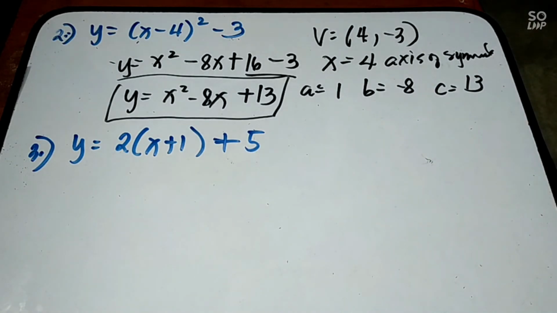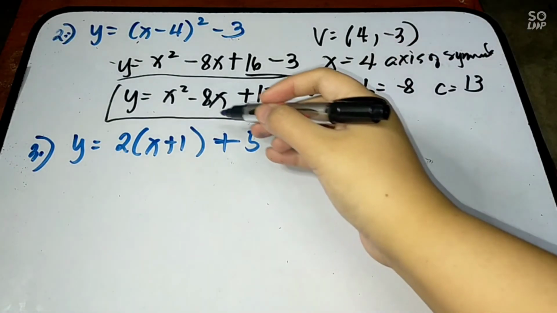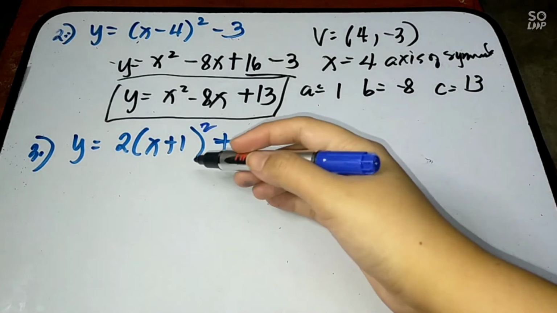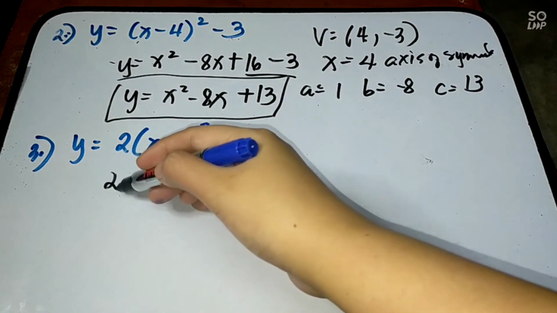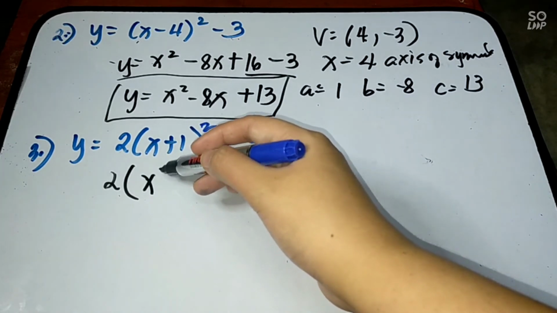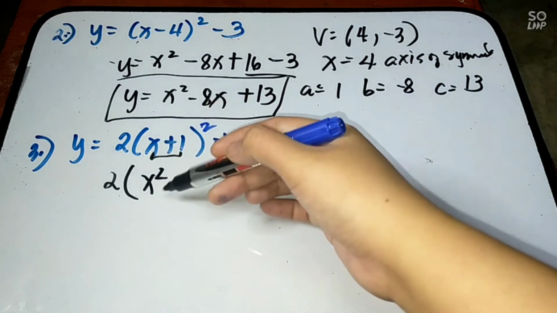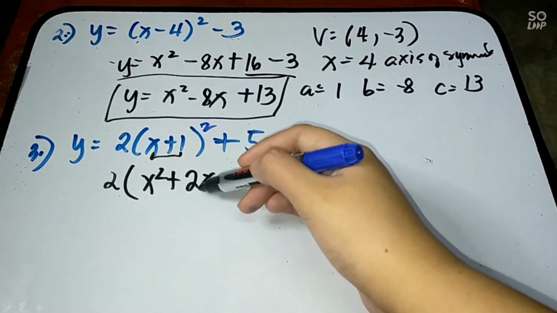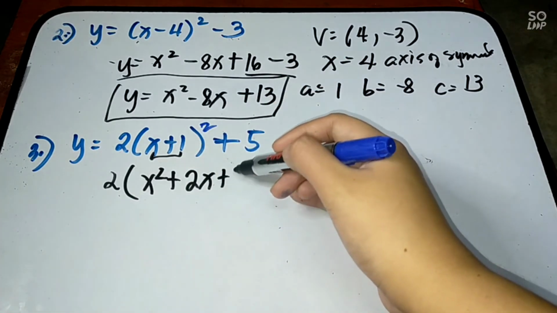Y is equals to x plus 1, squared, plus 5. So, we are going to expand the square of a binomial. Of course, leave the 2 first. Square it. Expand. Squared x, that is x squared. Multiply. 1 times x, the answer is 1x. Plus 1x times 2, that is 2x. Then, 1 squared, that is plus 1.